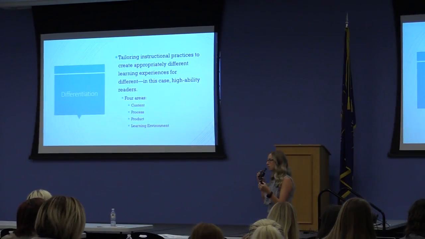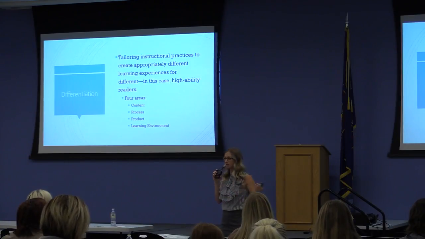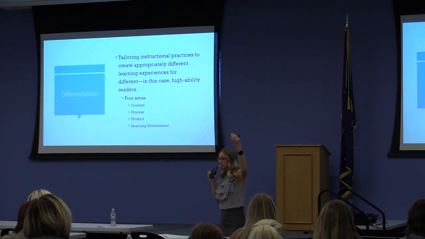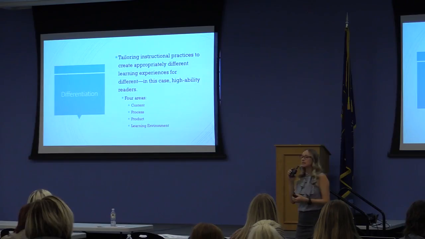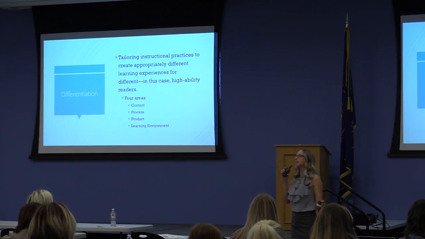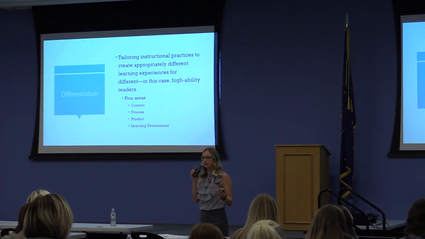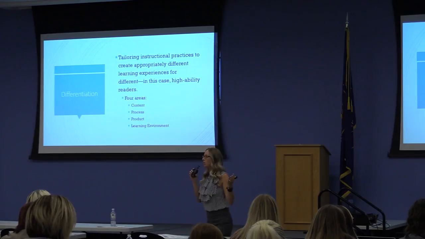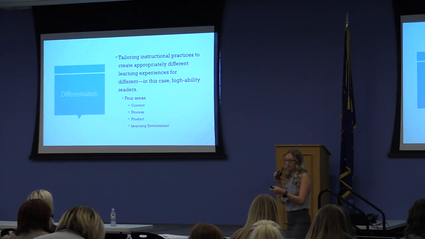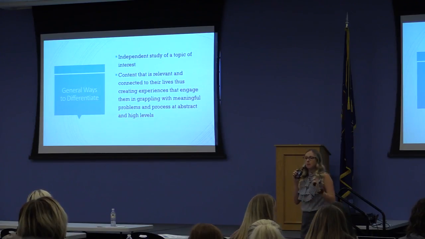So the content is what you're going to be doing. That's a pretty easy pull. You can pull from like science and social studies, right? You already have some other content areas that you could develop even further. The process is how that's going to happen. So we'll talk about that. And the product is at the end, what are they going to give to you? Is it going to be a research project? Is it a painting? What is going to be the end product? And then the learning environment, where is this taking place? So some things to be thinking about when we're differentiating.